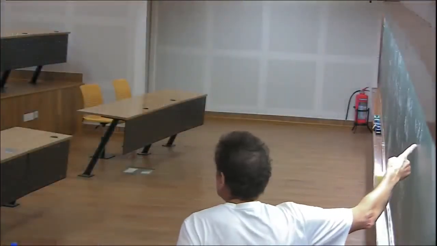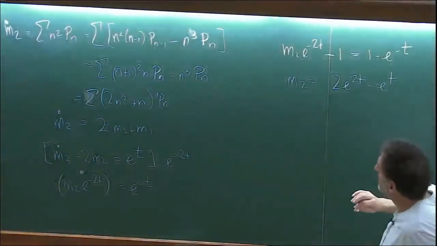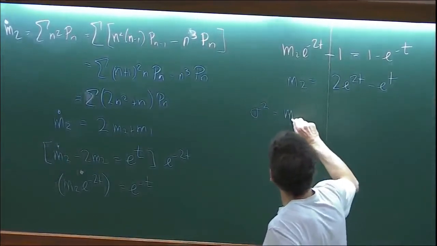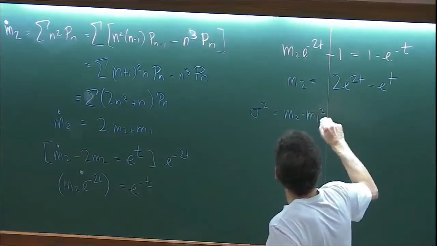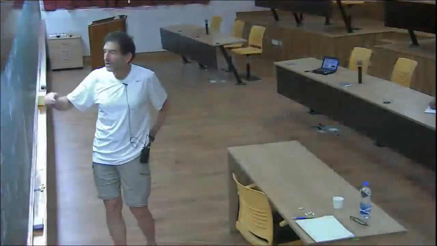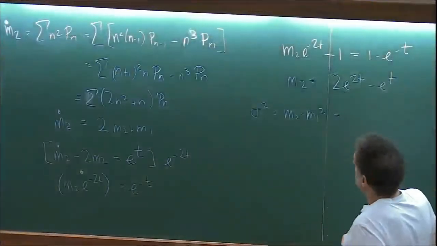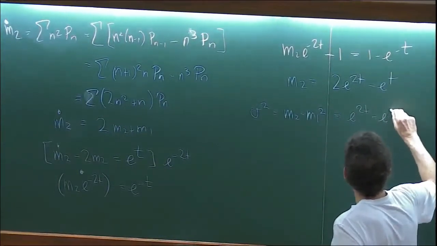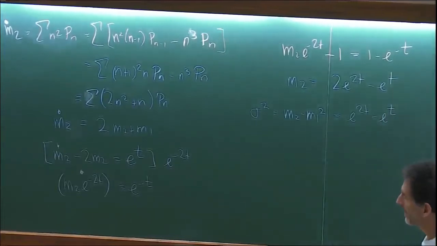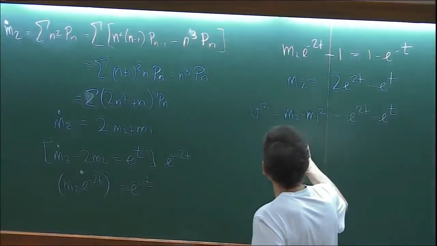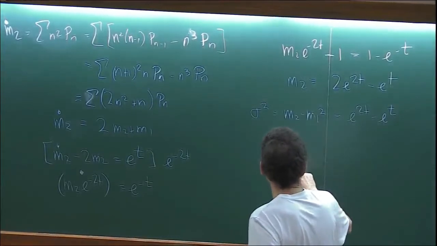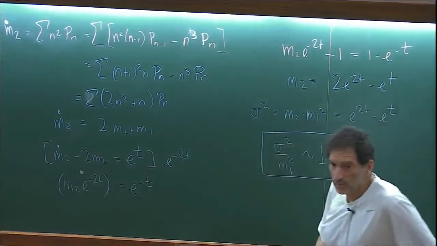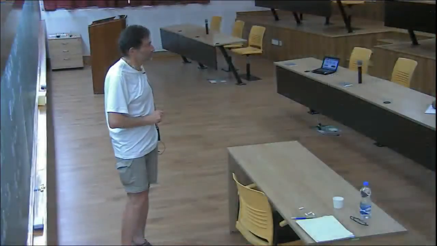And the factor 2 here turns out to be important because a natural thing that you might want to measure is the variance of the distribution, which is nothing more than m2 minus m1 squared. So I just subtract away e to the 2t, and I get e to the 2t minus e to the t. So the variance divided by m1 squared is of the order of 1. Which means that this system has huge fluctuations.